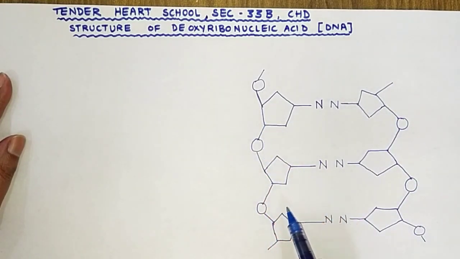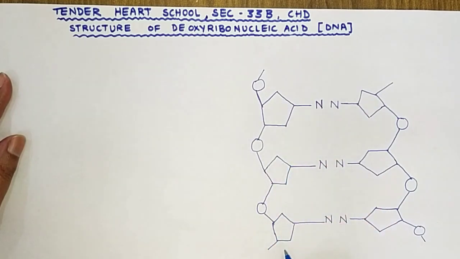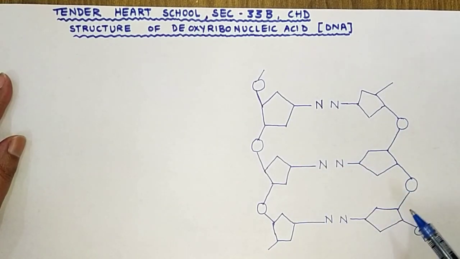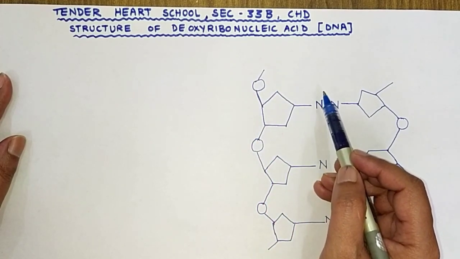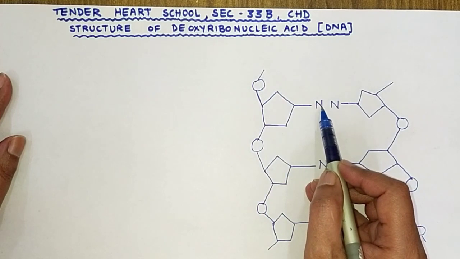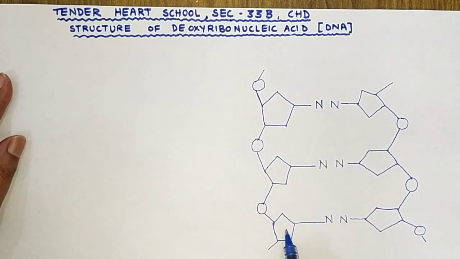Each DNA strand is made up of small units which are called nucleotides. So 3 nucleotides I have shown this side, 3 nucleotides I have shown this side. So 2 strands of DNA you can see. Each strand is made up of small unit nucleotide. A nucleotide is made up of pentose sugar, phosphate, nitrogen base.